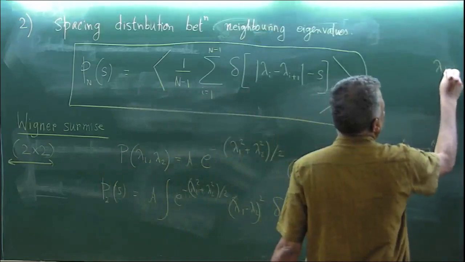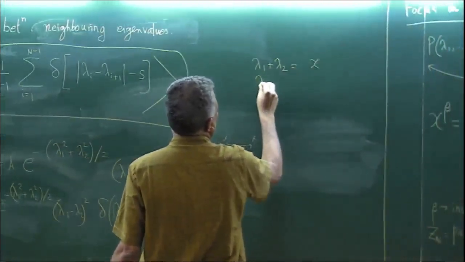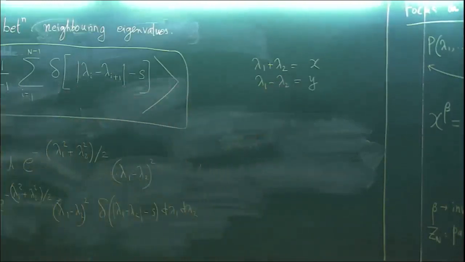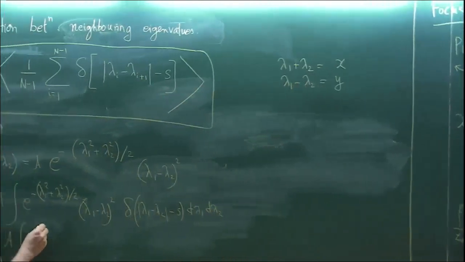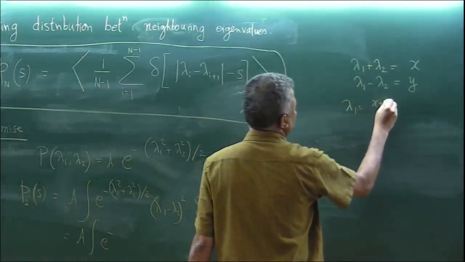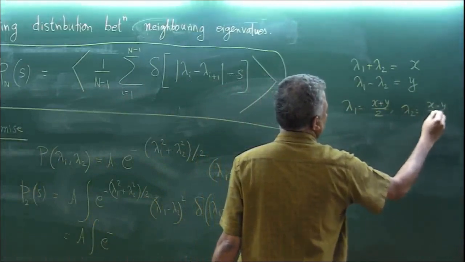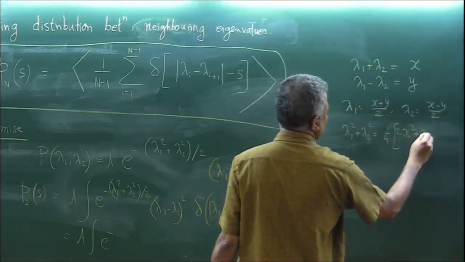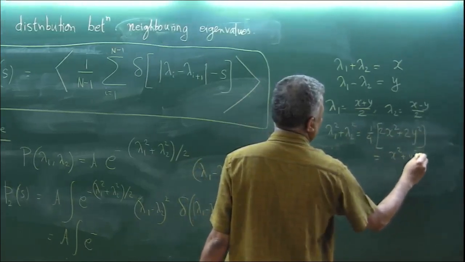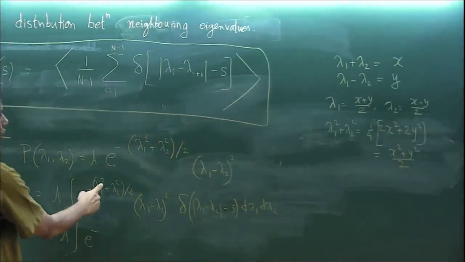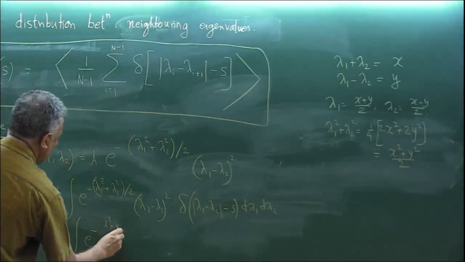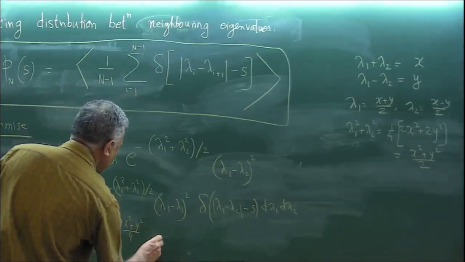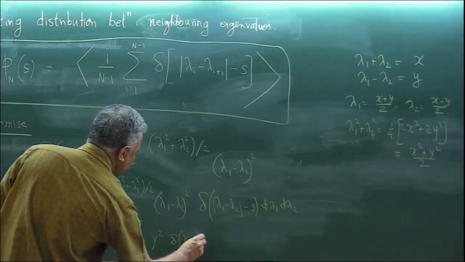Yes, change of variable. Define lambda 1 plus lambda 2 as, I don't know, x. There will be a Jacobian factor which is 2, but that will be absorbed in the normalization. Then lambda 1 is (x plus y) over 2, and lambda 2 is (x minus y) over 2. Therefore lambda 1 squared plus lambda 2 squared is 1/4 of (2x squared plus 2y squared), which is (x squared plus y squared) over 2. So that exponent would be (x squared plus y squared) over 4. And the prefactor is just y squared, so you can write it this way: y squared delta of (y minus s) dx dy.